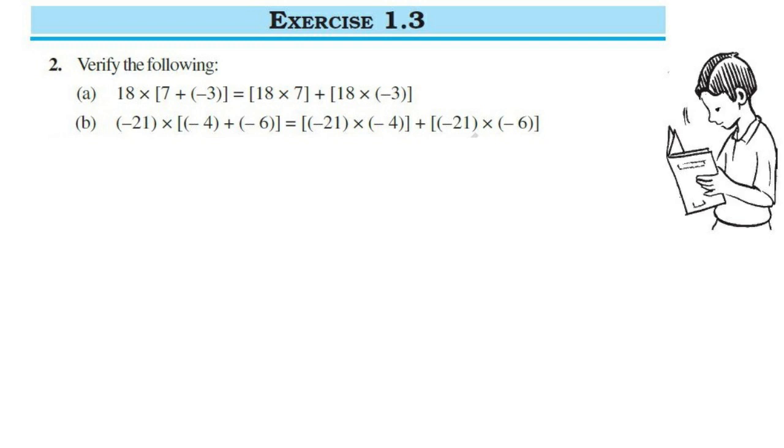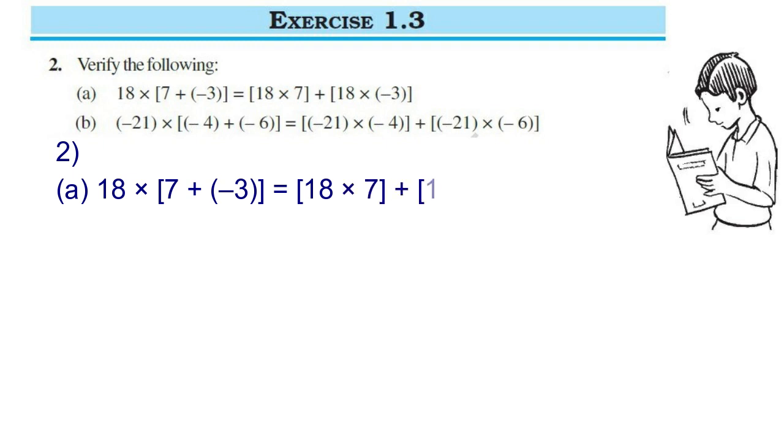Okay, go to problem number 2. Verify the following. Go to problem A. 18 into (7 plus of minus 3) equal to 18 into 7 plus 18 into minus 3. Here we just divide the equation into two forms, LHS and RHS. LHS means left hand side and RHS right hand side. First we consider the left hand side, LHS.